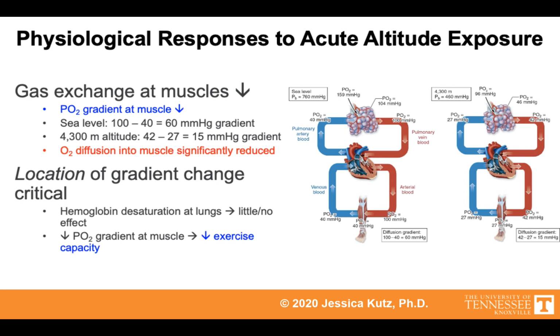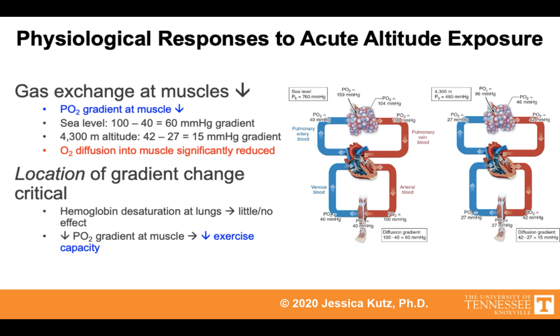If you go up into altitude, and the partial pressure of oxygen starts to drop significantly, so in this example we have 4,300 meters, our alveolar partial pressure of oxygen drops to just 42, and our muscle partial pressure of oxygen drops all the way down to 27. So now we have this very small gradient of 15 millimeters of mercury, and this can be seen on the figure on the right-hand side. We've significantly reduced the oxygen diffusion into the muscle.